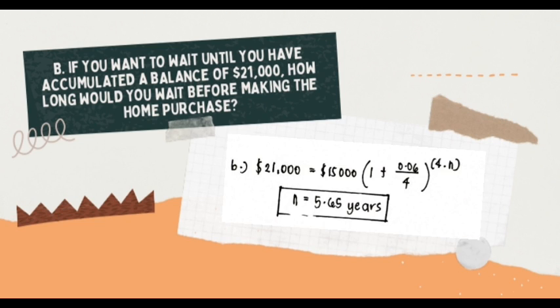Question letter B. If you want to wait until you have accumulated a balance of $21,000, how long would you wait before making the home purchase? So here we know that the future value needs to be $21,000, and we know that the present value is $15,000.